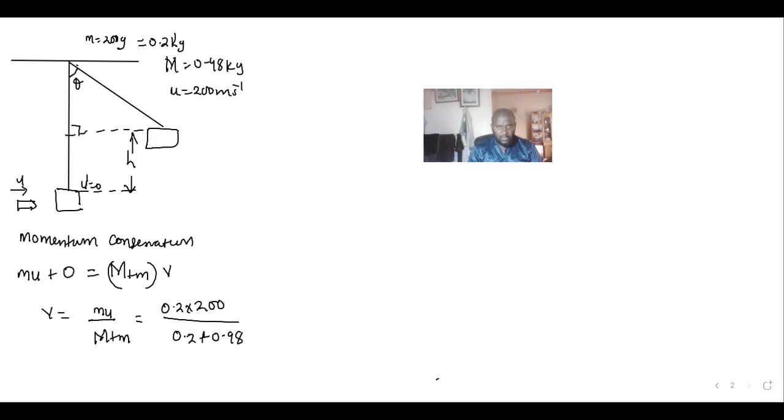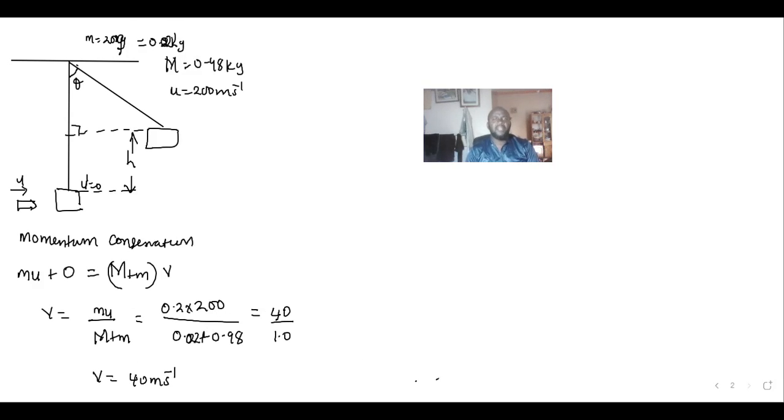Actually, this was supposed to be, the bullet was 20 grams, not 200. Yeah? The bullet was 20 grams. So if it was 20 grams, it is 0.02. So 0.02 times 200 gives us 4 divided by 1.0. So the common velocity after is 4 meters per second.